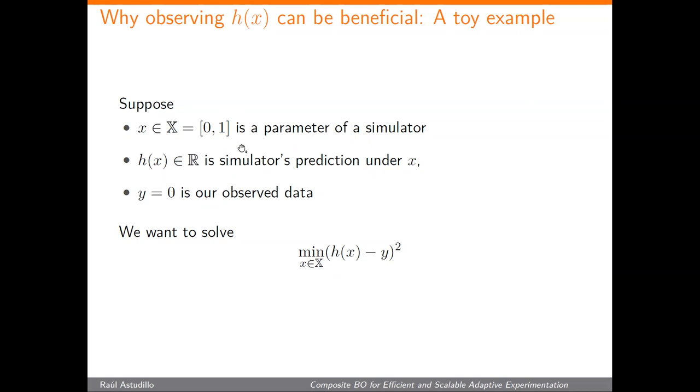So here X is going to be a single parameter, a number in [0, 1]. We're also going to assume that the output of this simulator is real valued. So there's a single value that we want to tune, and without loss of generality, we're going to assume that our data is y equals 0. This is the calibration problem that we want to solve.